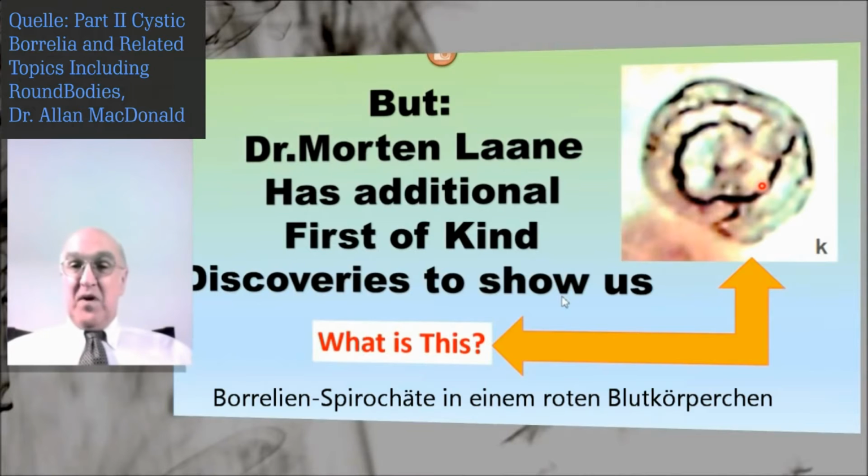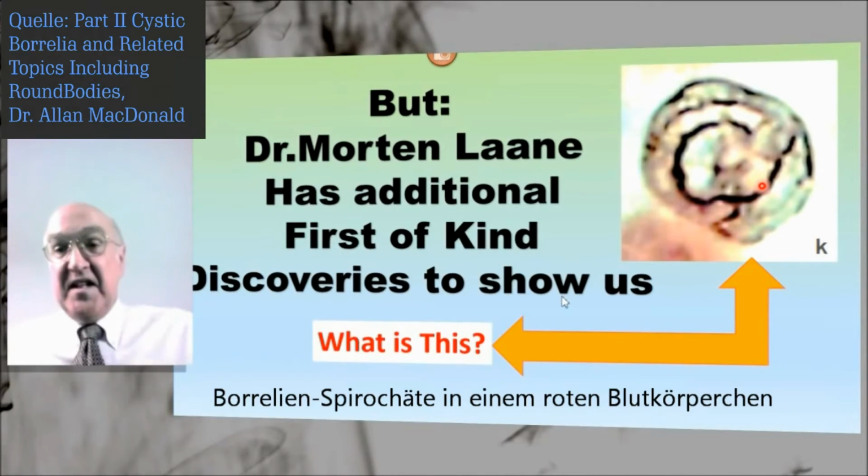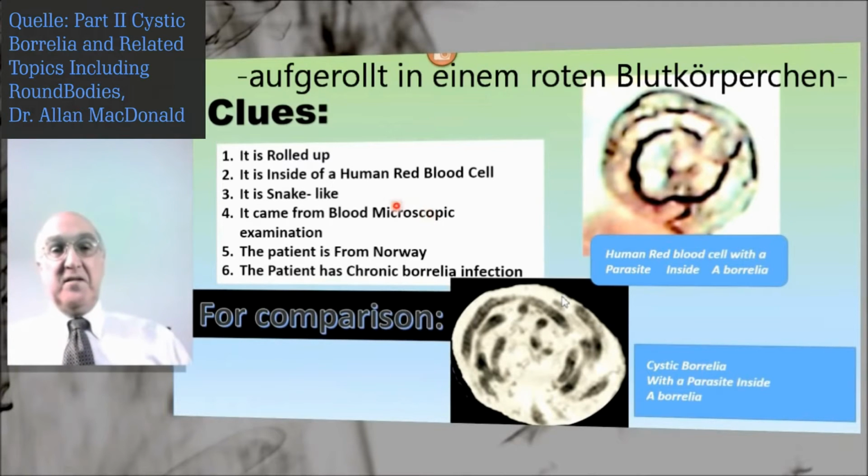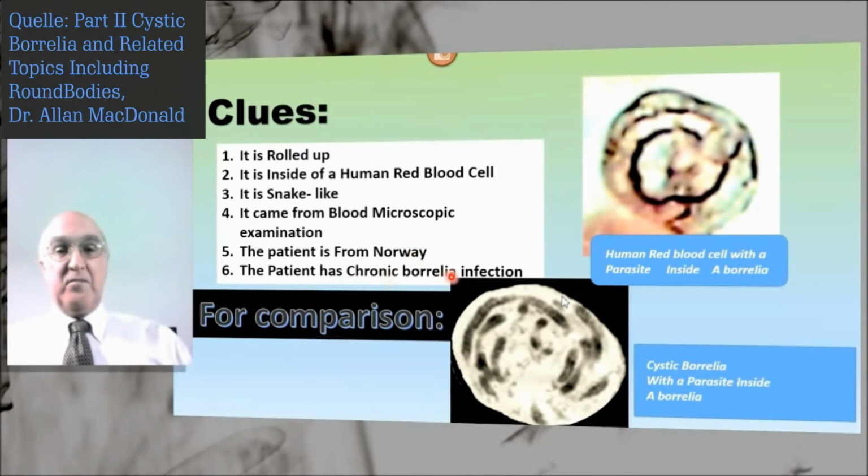So, what has Dr. Lani identified? He's identified the Borrelia spirochete in human blood, but it has penetrated and infiltrated and set up housekeeping inside a red blood cell. So the clues: it's rolled up, it's inside a red blood cell, it's snake-like. It came from microscopic examination of patients in Norway, and the patient has chronic Borrelia infection.